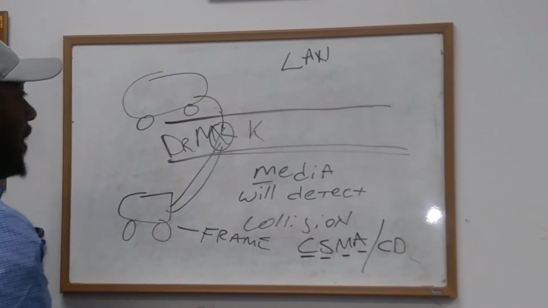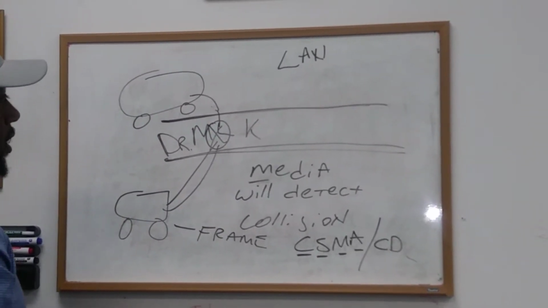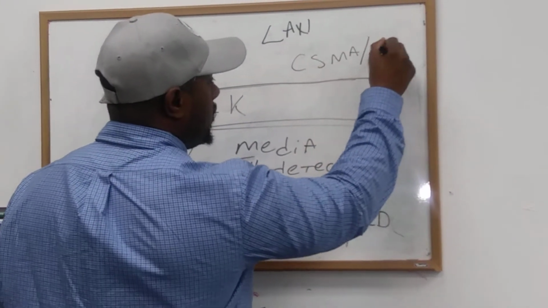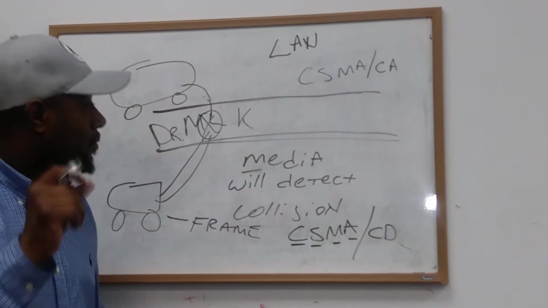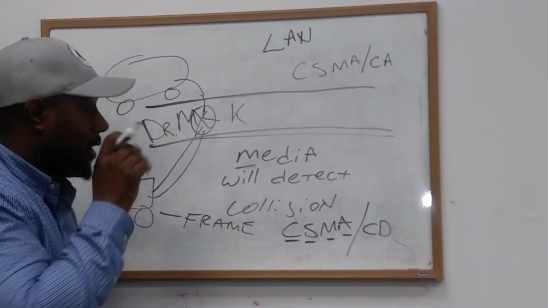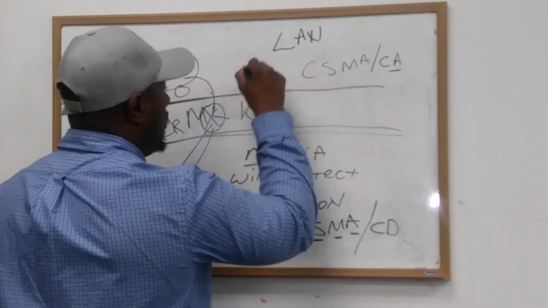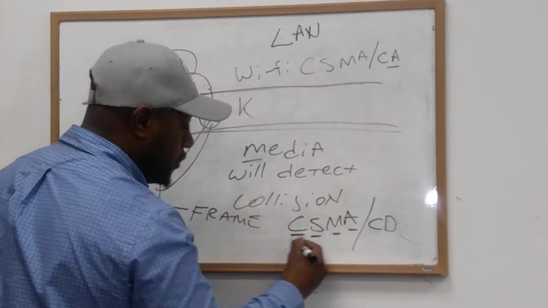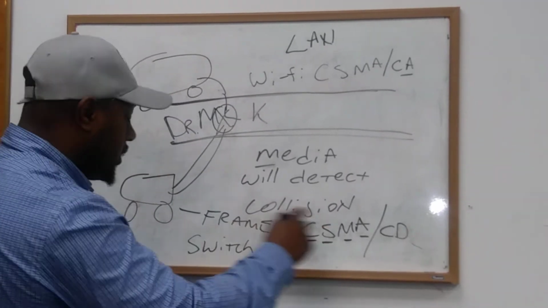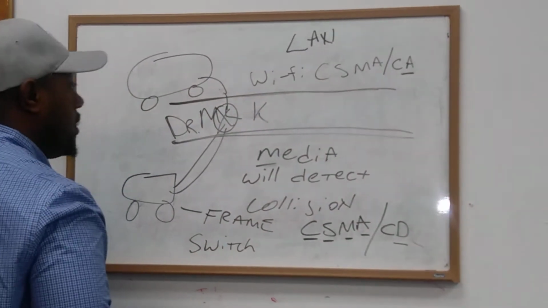Now, when you have Wi-Fi, Wi-Fi does not use carrier sense multiple access with collision detection. Wi-Fi uses carrier sense multiple access with collision avoidance. And why? I'm going to give recognition to Professor Carrera from Bergen Community College, but I'll never forget he said, theoretically, you can never detect a collision in the air. So Wi-Fi uses collision avoidance, and it wouldn't use collision detection. But a switch uses collision detection, and Wi-Fi uses collision avoidance.